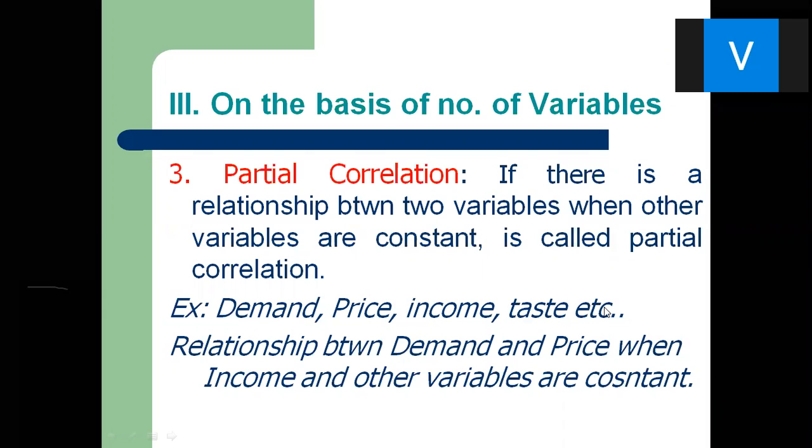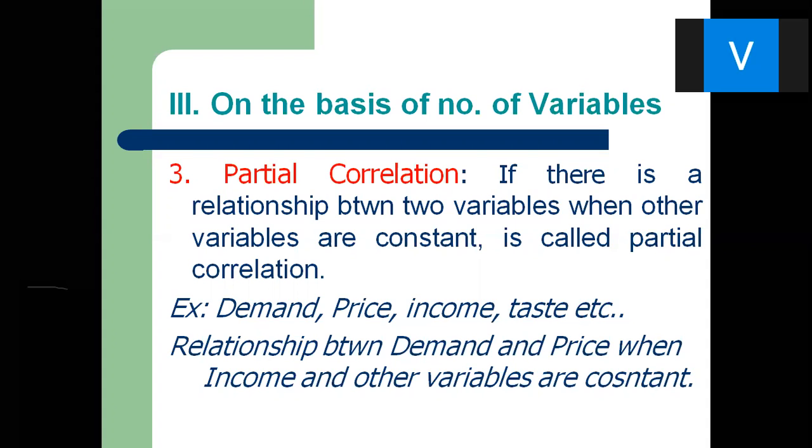Income, taste, and preference will be constant. So when we consider only two variables, that is called partial correlation. Generally, when you talk about your friends, you talk about the relationship between two of them. If three friends are there, the relationship between two persons is different when the other person joins the group. The performance levels in group activities we also measure by using this partial correlation.